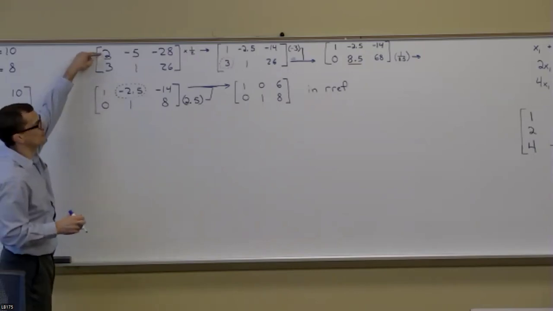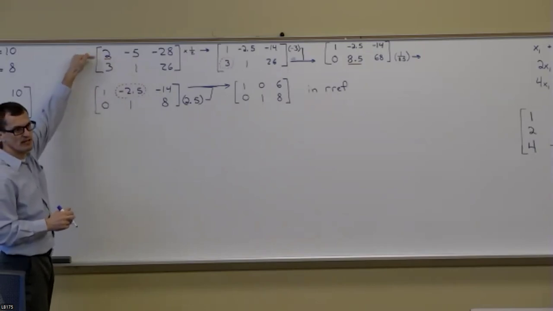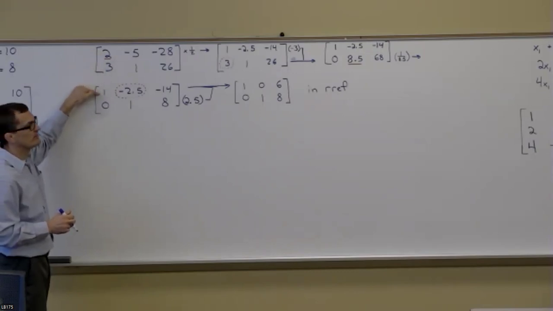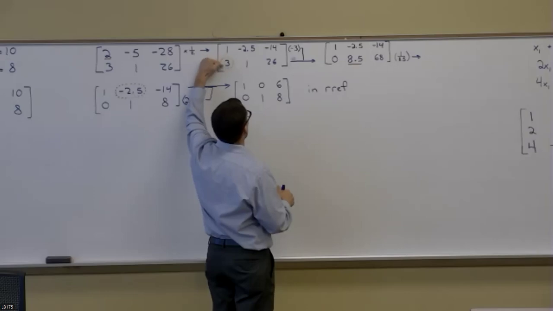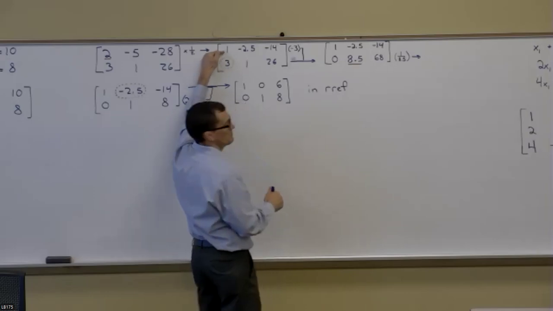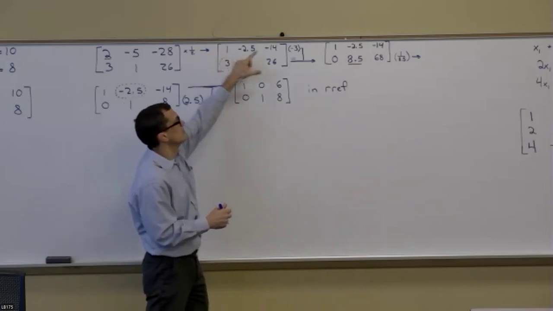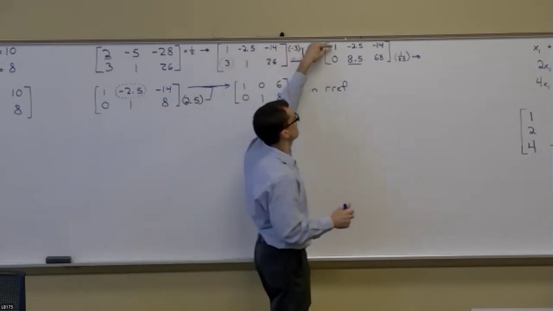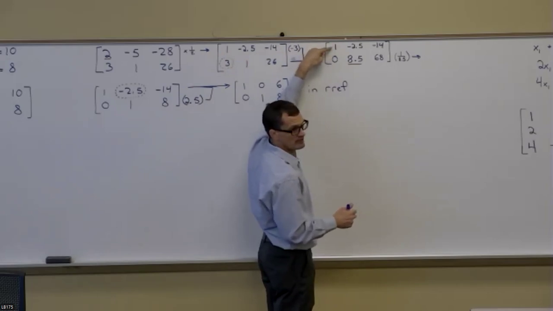You set out a first pivot position on the left-handmost side, upper left that you can. Make it a 1. And then force the numbers above it and below it. There's going to be no above in this case, but you force the numbers below it to be 0 by that elimination thing.